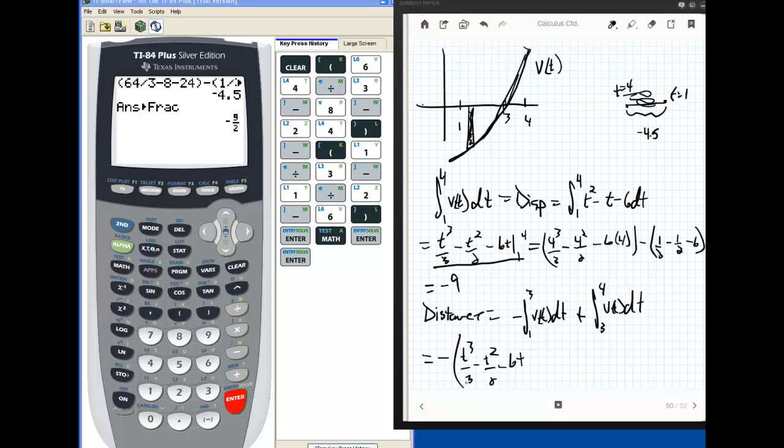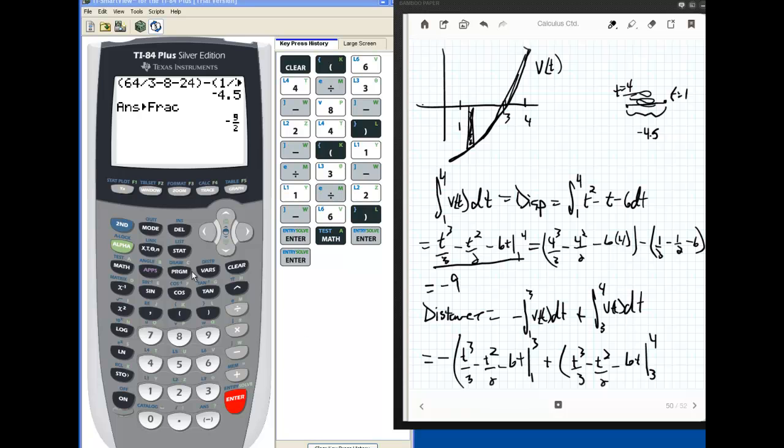Now I've got to be real careful here. I want that negative to be out in front. I don't want it just attached to the t cubed over 3. This is evaluated from 1 to 3, and then plus, and here we go, I'm going to go t cubed over 3 minus t squared over 2 minus 6t, and this is going to be from 3 to 4. Okay? And we could do this whole thing out by hand if we wanted to.